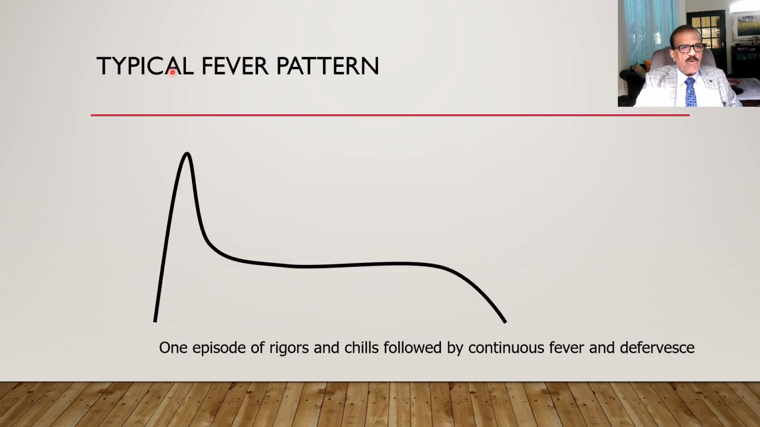This is the pattern of fever. A patient with simple uncomplicated pneumonia would have just one episode of rigors and chills when pneumonia develops, when there is initial bacteremia, but then typically there is continuous temperature lasting for 7 to 10 days depending upon the severity, and then there is defervescence. This is the typical pattern.